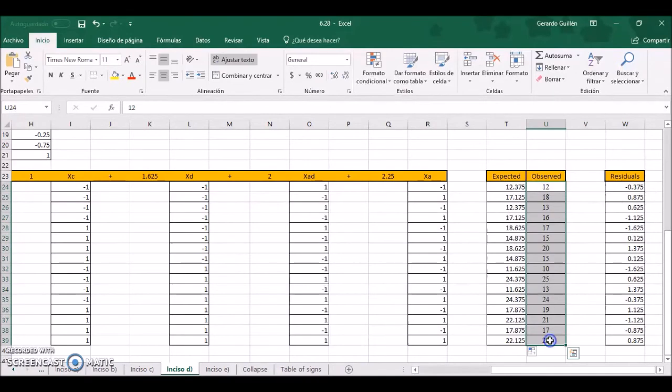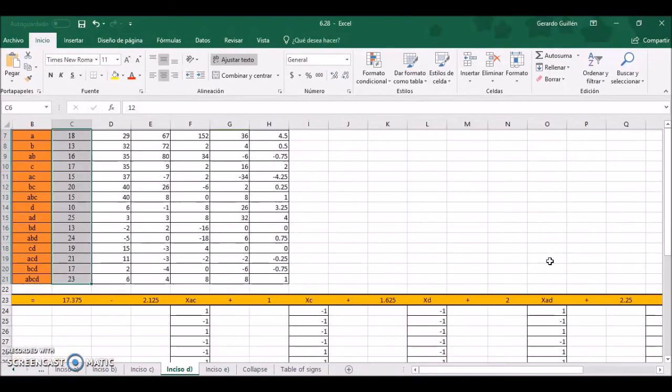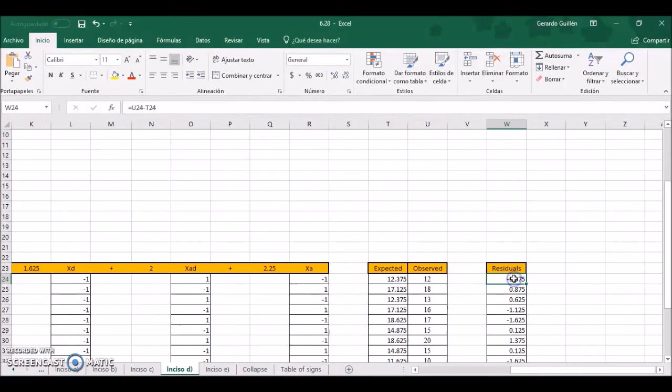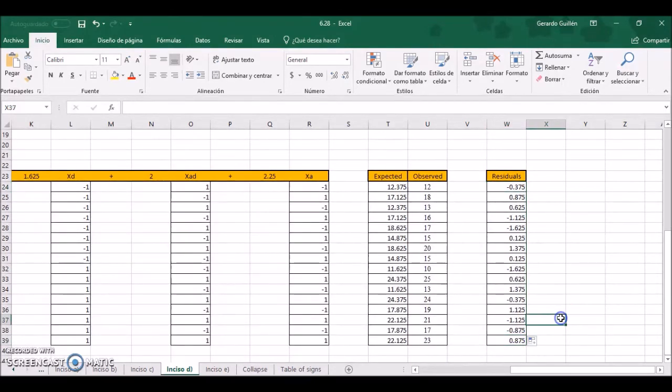Observed values are the values that we obtained previously, which in this case are called the observed values. And to obtain the residuals, we are going to take the difference of the observed minus the expected value, and so on. These are the residuals we get.